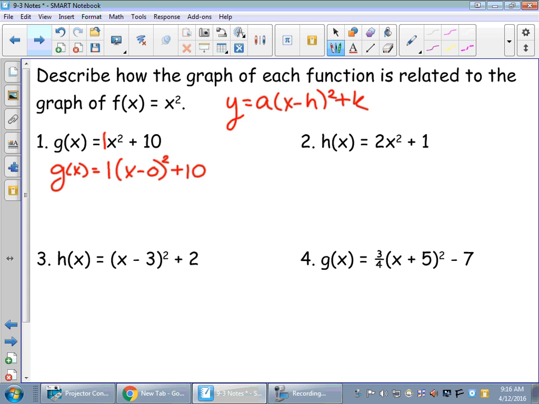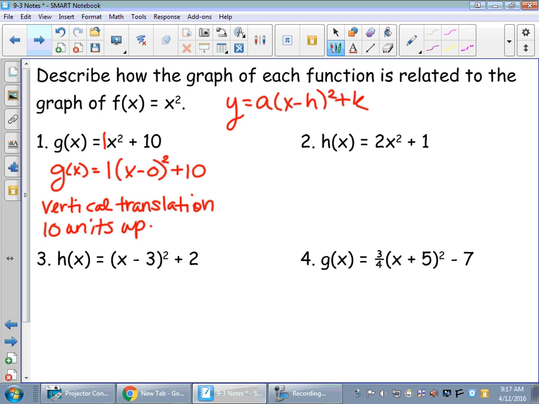So describe how the graph of each function is related to the graph of the parent. This graph is a vertical translation, 10 units up. Be specific. It's a horizontal or vertical. And then for vertical, you have to say if it's going up or down and how much.